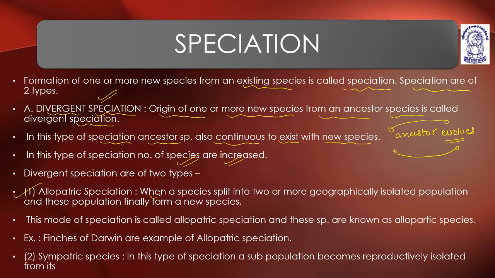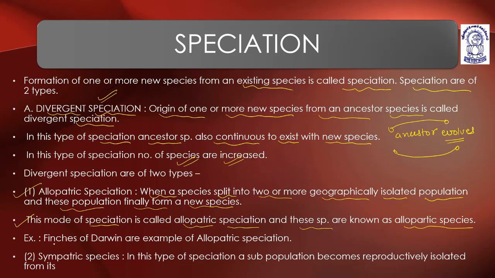Allopatric speciation, when a species splits into two or more geographically isolated populations because of some geographical barriers, and these populations finally form a new species. So if the species gets split into two because of the presence of a geographical barrier, and they become reproductively isolated, and that is why they enter the race of speciation, making a new species, and these populations finally form a new species. This mode of speciation is called allopatric speciation, and hence these species are called allopatric species.